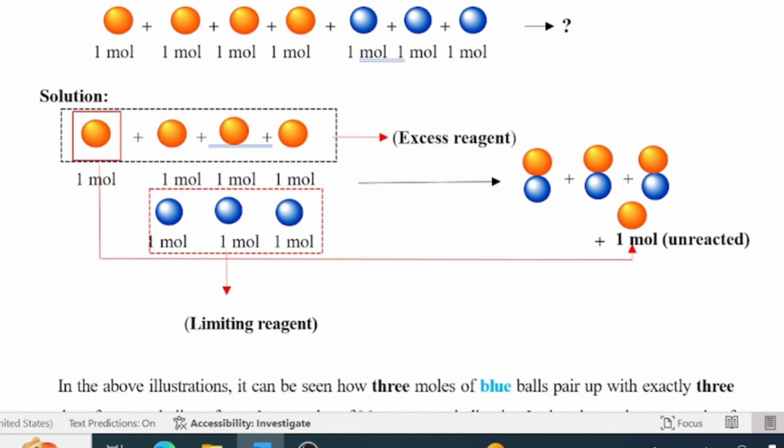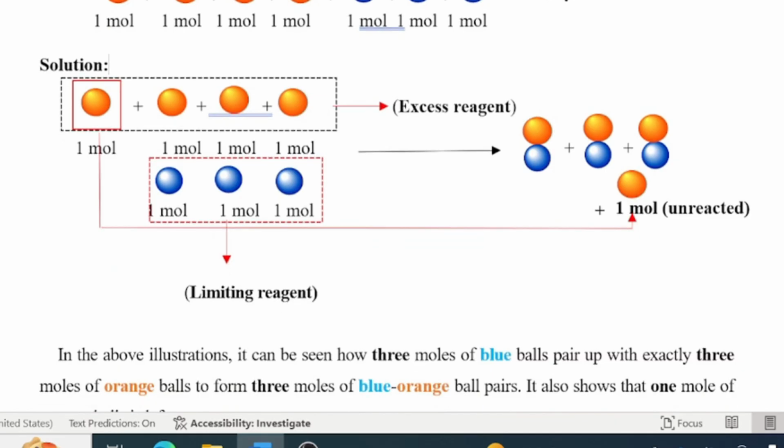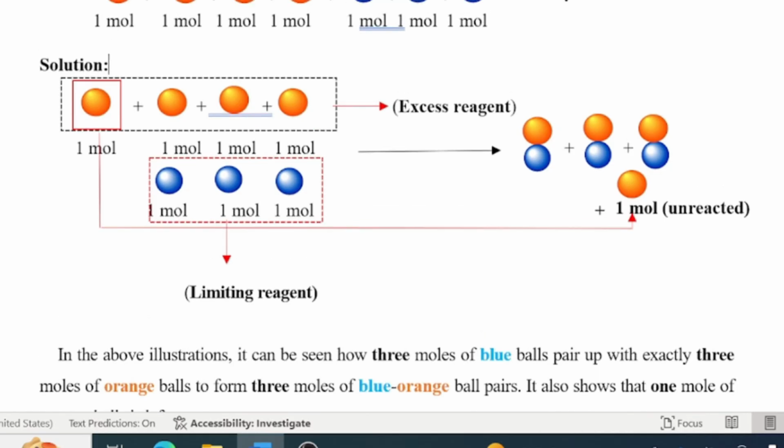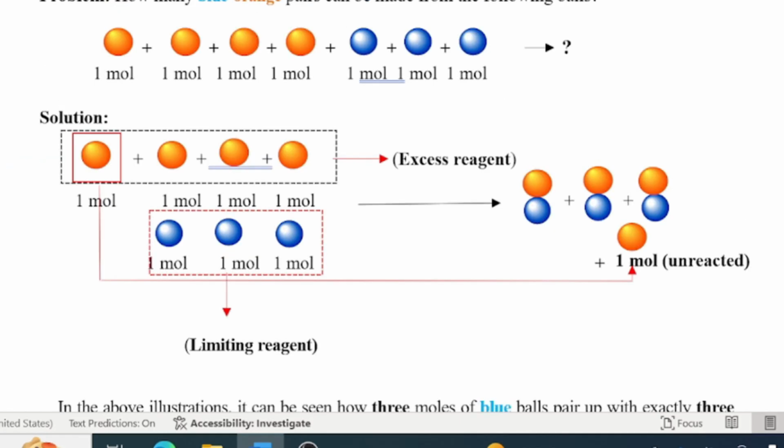In this case, let us say you're doing real chemical reactions, the blue balls will be completely used up, and we'll call that the limiting reagent. Why is it called a limiting reagent? Because it puts a limit to the amount of products that can be formed. It doesn't matter how many more orange balls I put there. I can have 1 million moles of orange balls. I will not get any more of these products here.